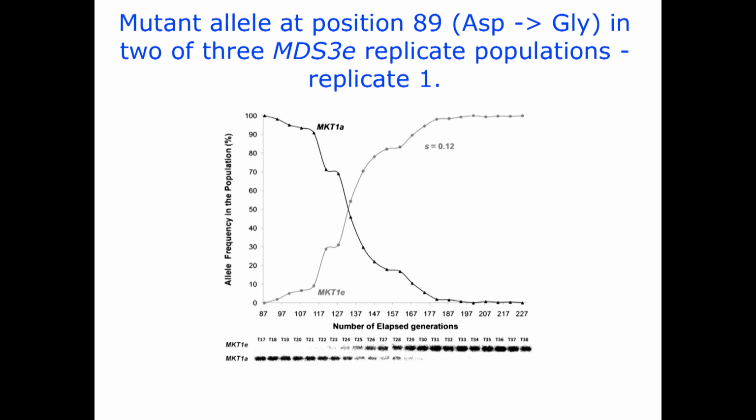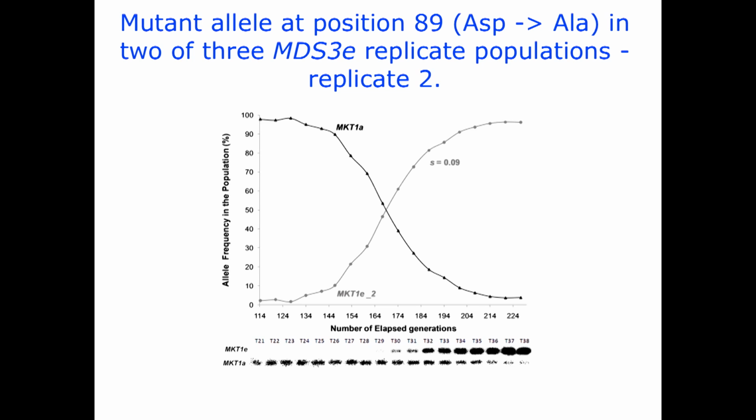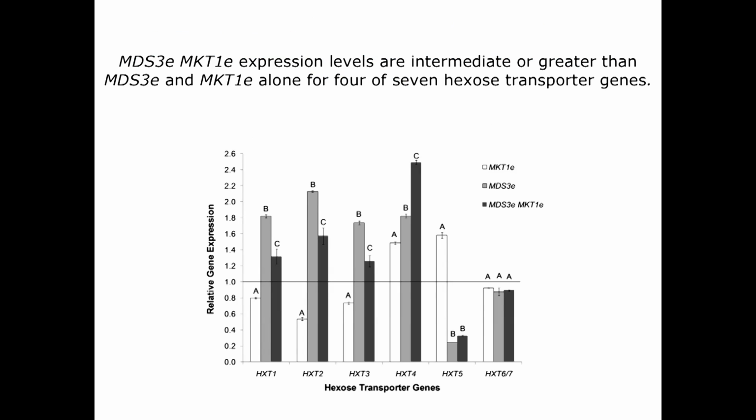This is an aspartate to glycine change. We also had an aspartate to alanine change, practically the same thing. So this is the second replicate where the prediction was borne out, and not in the third. But that shows you can recapitulate this change. And why is it important? We think that there is an effect on the glucose transporters. So here, this is expression of transporter genes, and we think these first 4 are the most important ones.